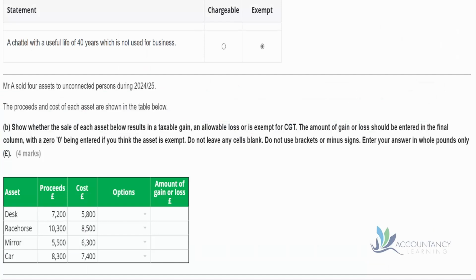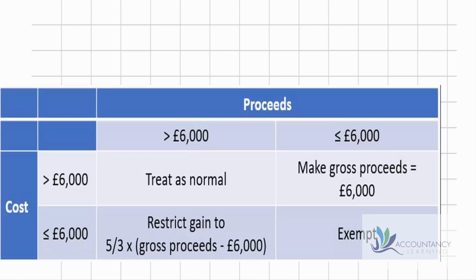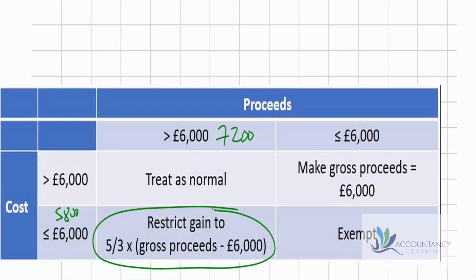So for our desk then, we have proceeds of 7,200 and a cost of 5,800. So with proceeds of 7,200, that's going to be in this column, and we've got a cost of 5,800. So that means that we are going to have a gain, but we're going to restrict that gain. So we've got a gain of 5/3 multiplied by the gross proceeds of the 7,200 less 6,000. So that's 1,200, that's the difference there, which we then multiply by 5 and divide by 3.